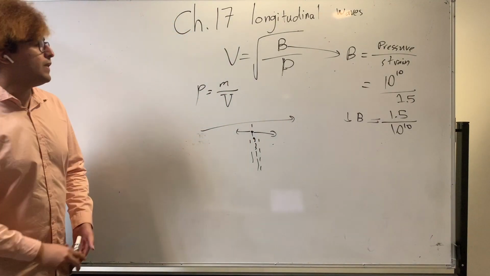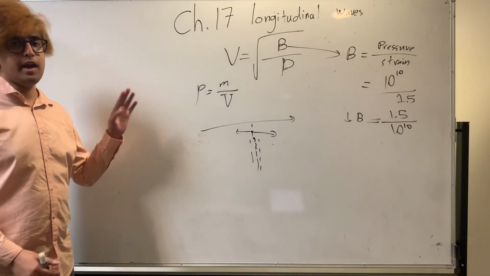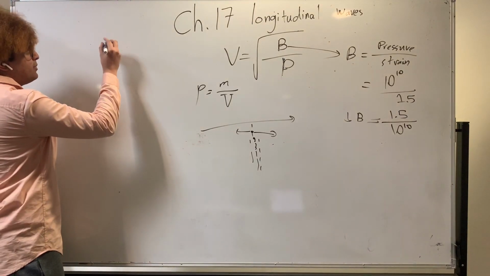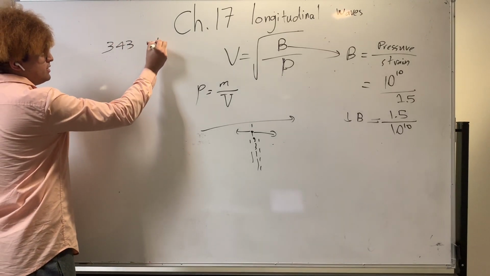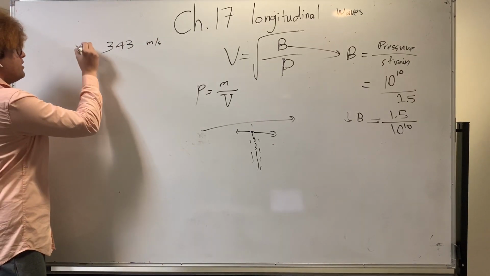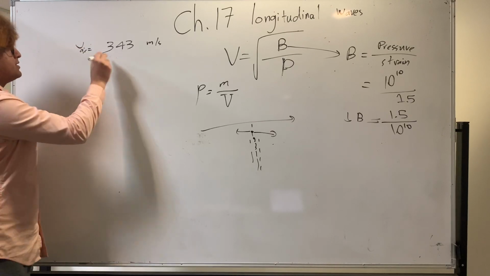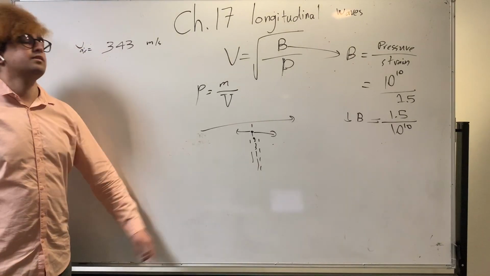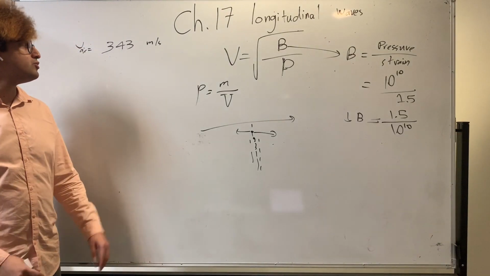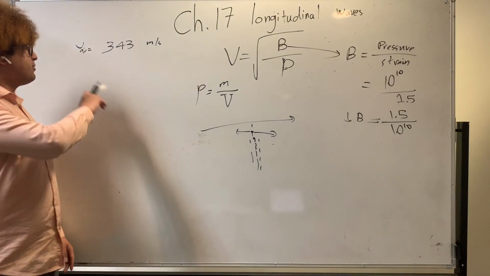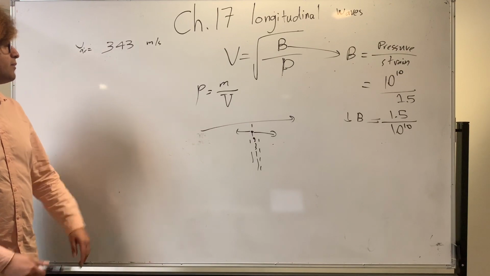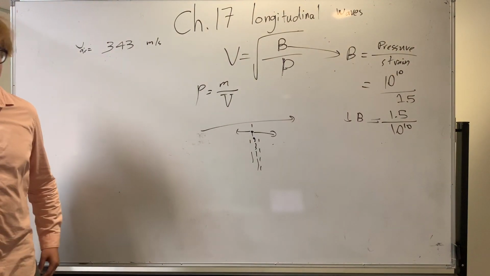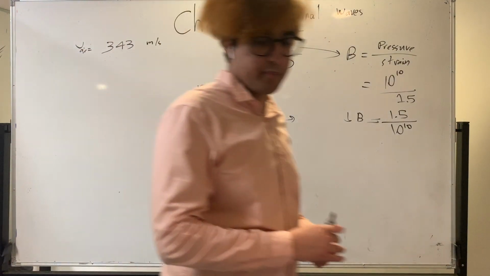Okay, so the velocity of sound waves in air is a well-known number, and it's 343 meters per second. And you should be memorizing this because in some problems they don't give you this number and they expect you to know it already. So this is the velocity of sound when the medium is air. 343 meters per second. Very important number.